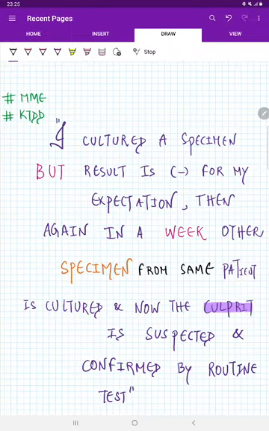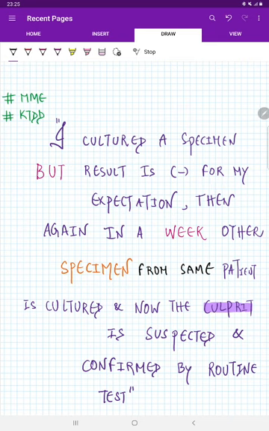Now we will be discussing an important topic in bacteriology. Before we go into the topic per se, let's find out what this bacteria is with this clue. The clue is: I cultured a specimen, but the result is negative. That means the person is symptomatic for a particular disease, but still the specimen from the person is negative for the suspected bacteria. So it is negative for my expectation.